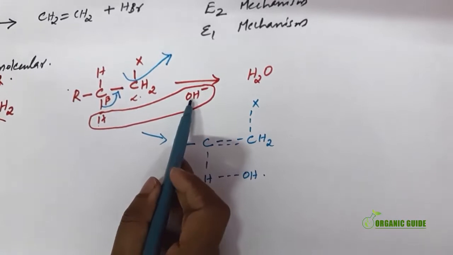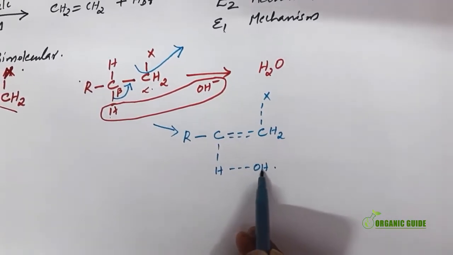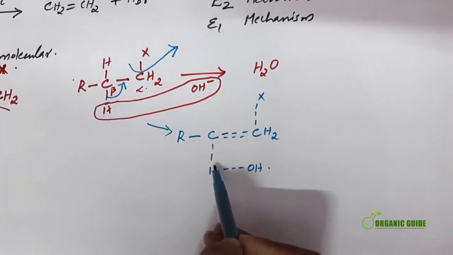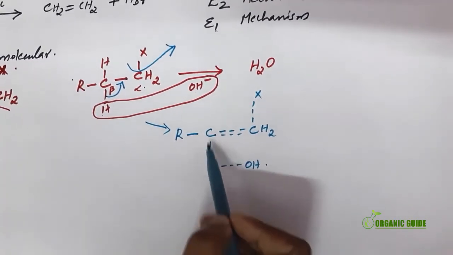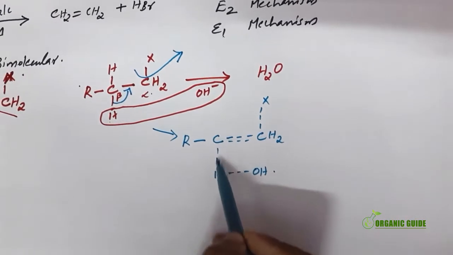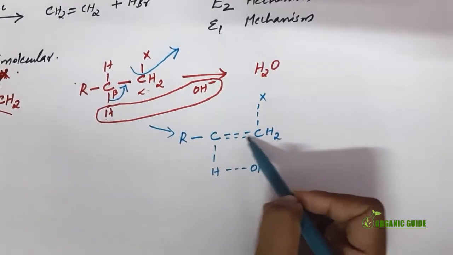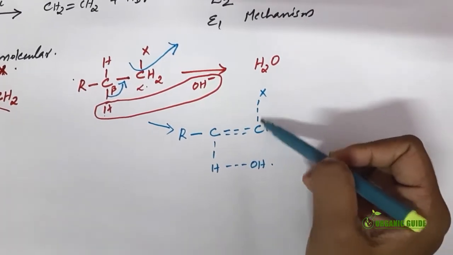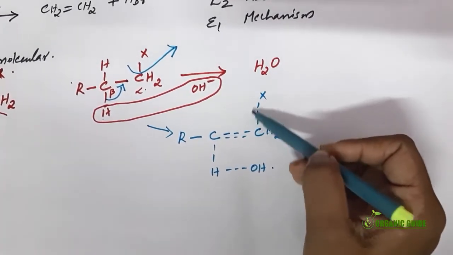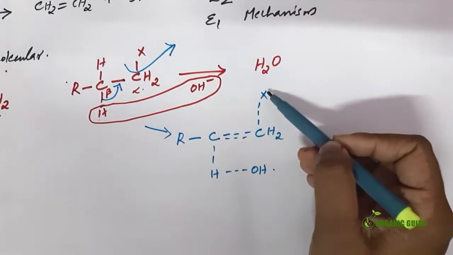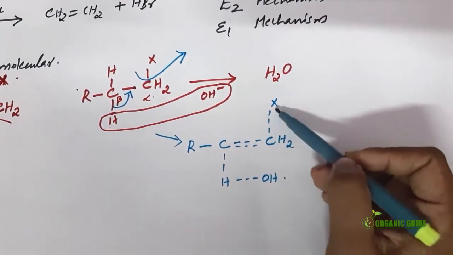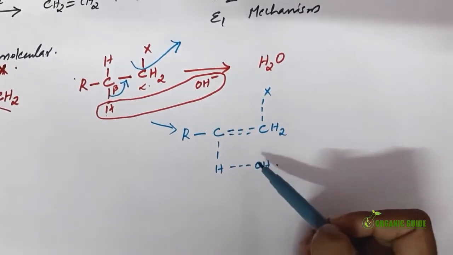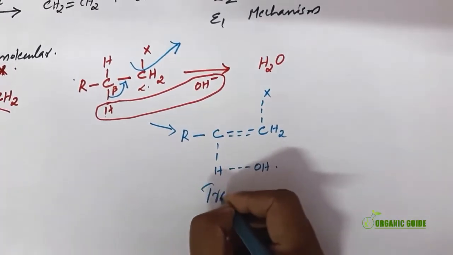This hydrogen will form a weak bond with this OH minus ion that is shown here, and so the bond between this carbon and hydrogen will be broken, and it is shifted to the next carbon, that is shown in these dotted lines. So this carbon will become unstable, and again the bond with this halogen atom is broken. So all these bonds are shown in broken lines. This is the transition state.